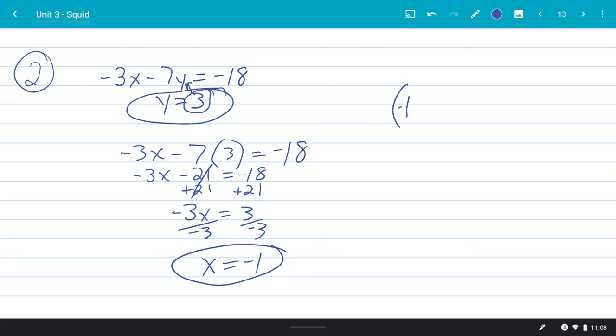But here, my solution then is (-1, 3). Again, that's the point of intersection if we had solved the system graphically.